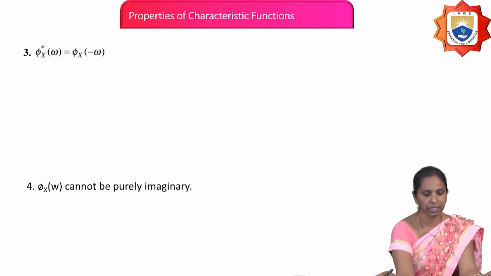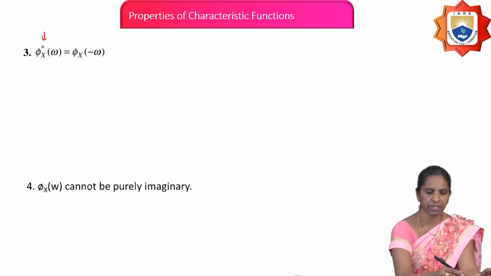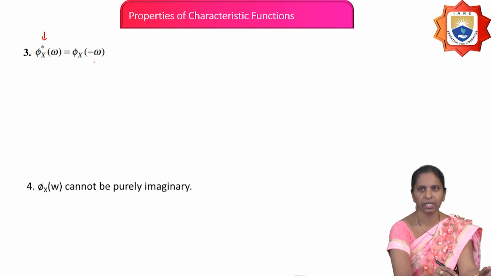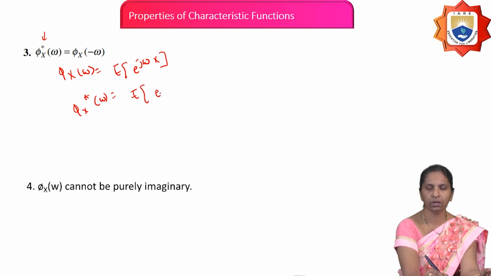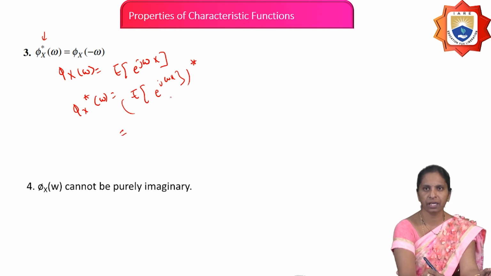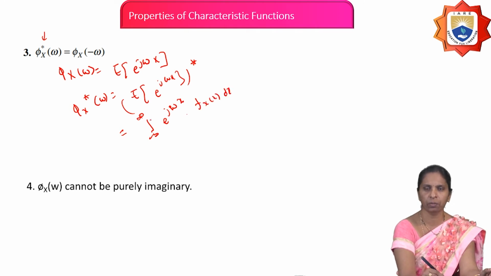And the third property is the symmetry property. What does this property state? Phi x star, here what does star indicate? The complex conjugate. The complex conjugate of the characteristic function is nothing but the reversal of the characteristic function. So what is the characteristic function actually? Phi x of omega equals expectation of e power j omega x. Now take the complex conjugate on both sides, then what can you obtain here? Expectation of e power j omega x and then whole star. Now if you assume that it is a continuous random variable, then how can you write the expectation? Integration minus infinity to infinity e power j omega x into f x of x dx. In case of a discrete random variable, in place of integration you write summation. So whole star equals integration minus infinity to infinity.